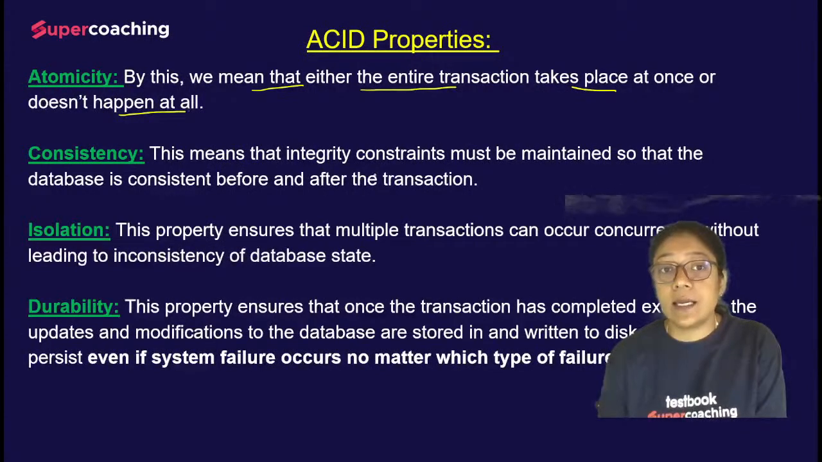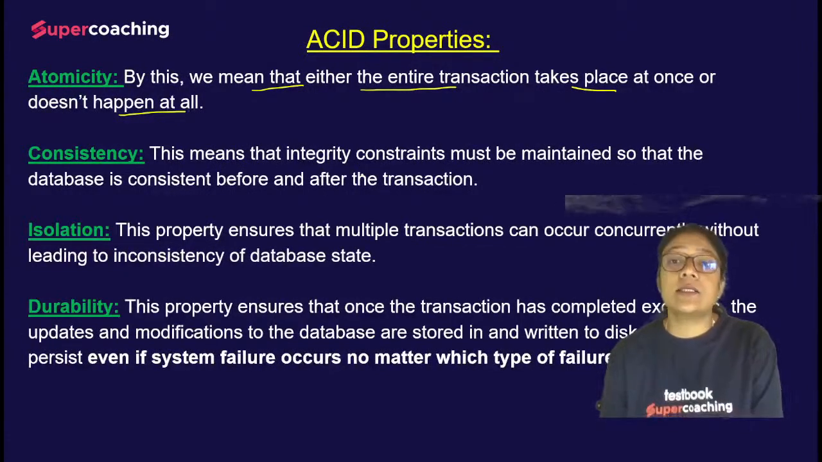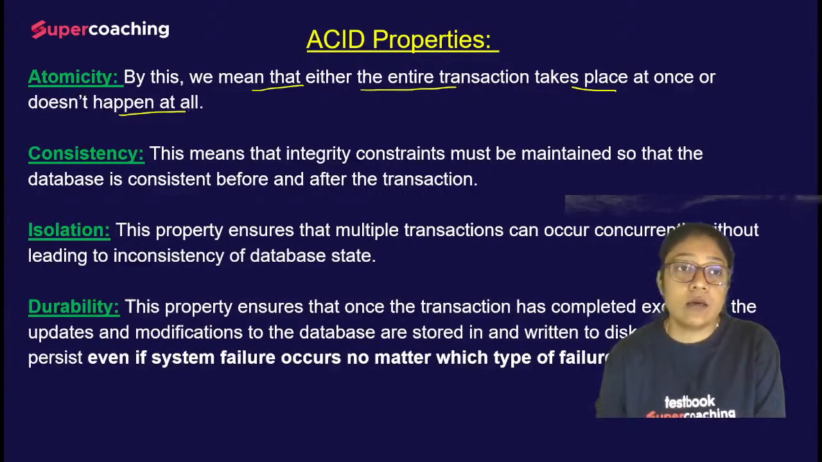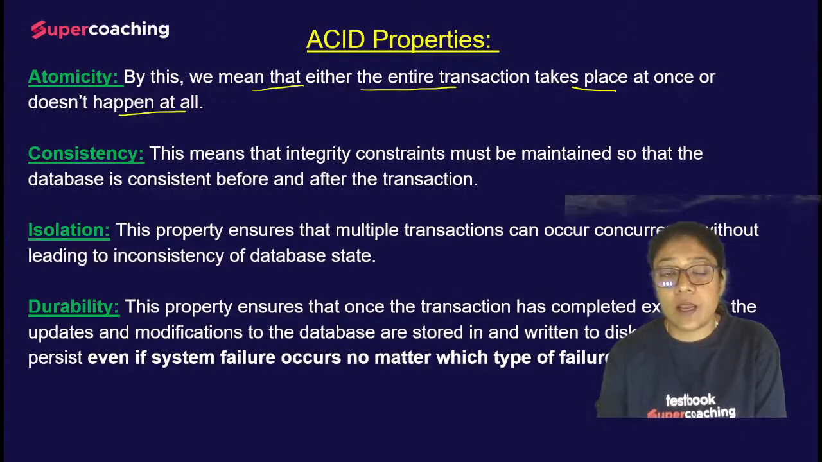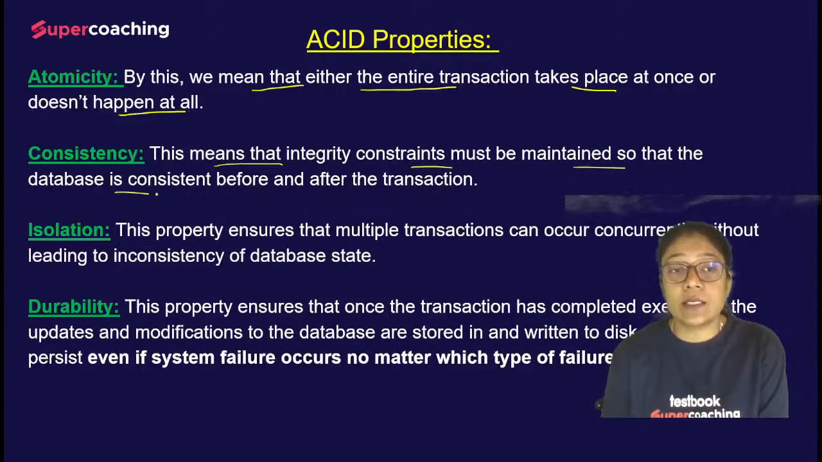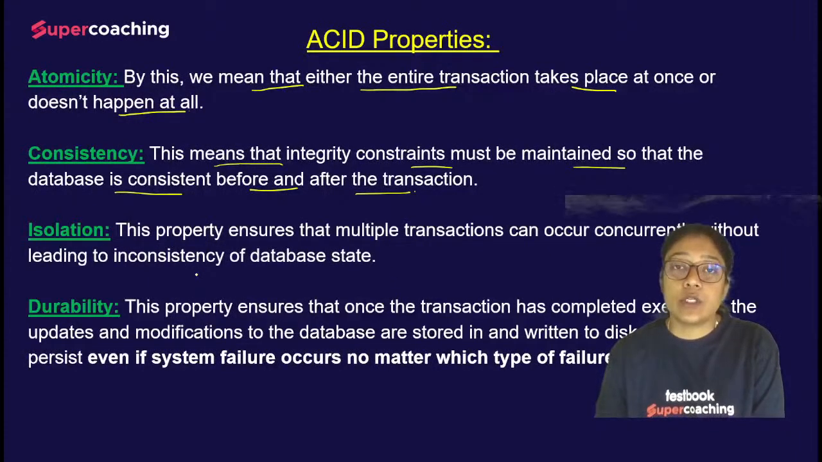Next one is consistency. This means that the integrity constraints must be maintained. Consistency says that if your database is in a consistent state before the transaction, whatever constraints are satisfied should still be satisfied after executing the transaction as well. So the integrity constraints must be maintained so that the database is consistent before and after the transaction.